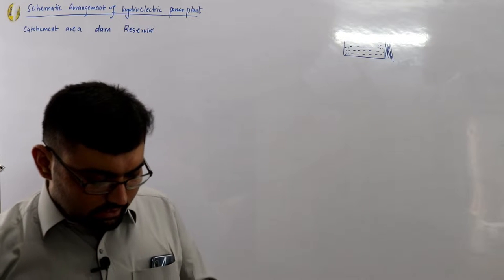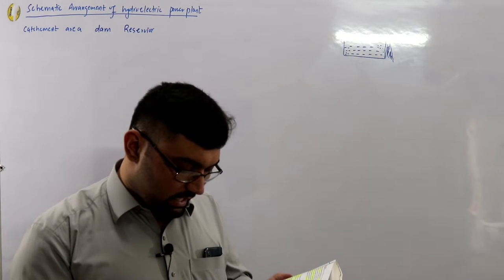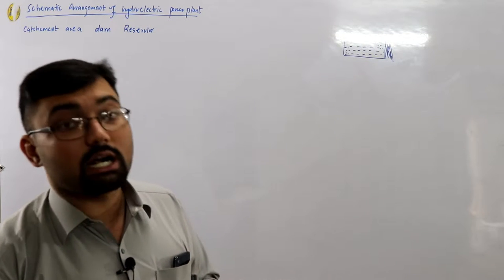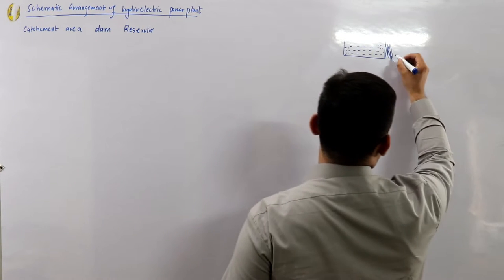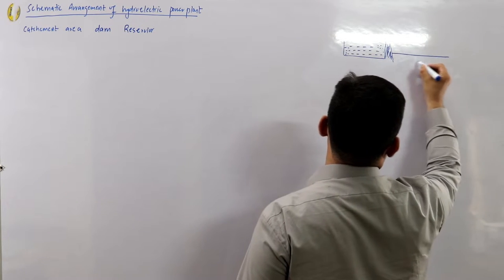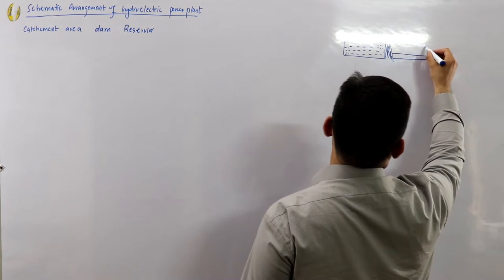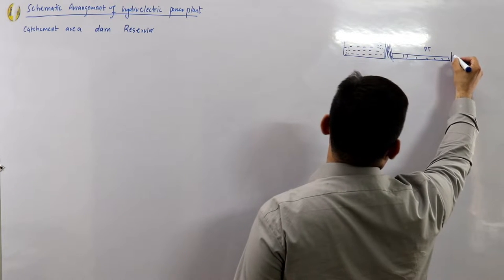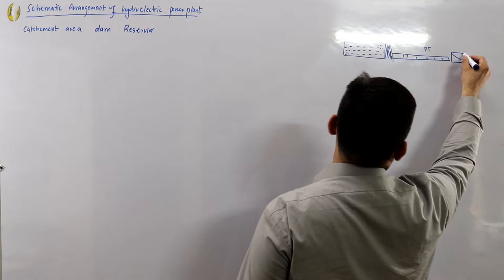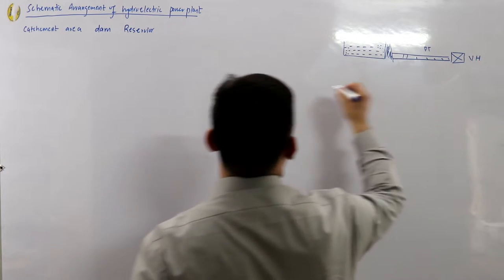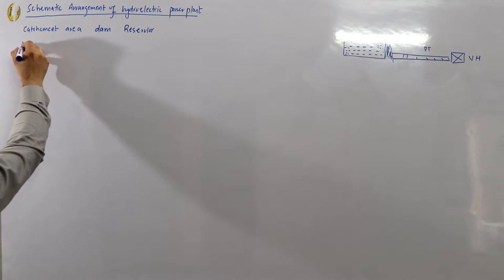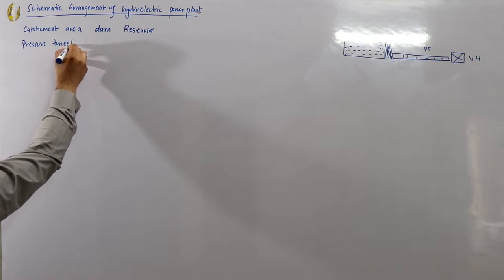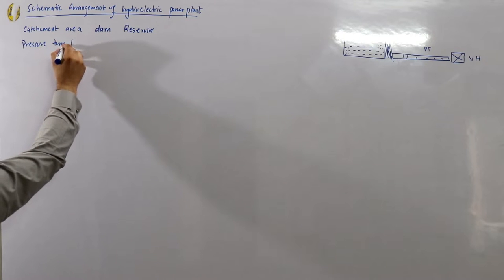A pressure tunnel is taken off of the reservoir and water is brought to the valve house at the start of the penstock. So this one is the pressure tunnel. This one I would name as PT over here. And this is your valve house. I will tell you what this means. So what does the pressure tunnel do? Pressure tunnel.